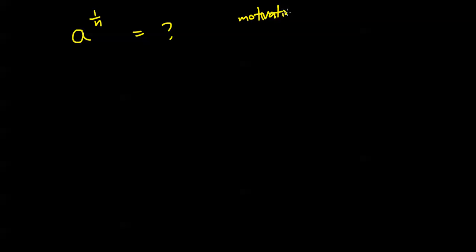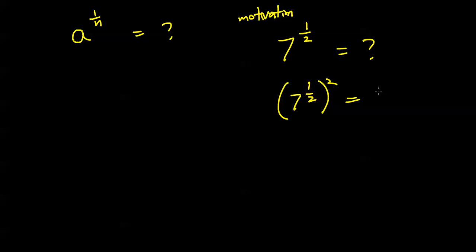Motivation. Well, let's start out with a simple example. Let's say I've got the number 7 to the 1/2 power. Let's say I don't know what that means and I want to define what that means. Alright, I'll assign that value the symbol question mark, and I claim that I can raise both sides to the same power and still maintain equality. Alright, so if a equals b, then a squared equals b squared.